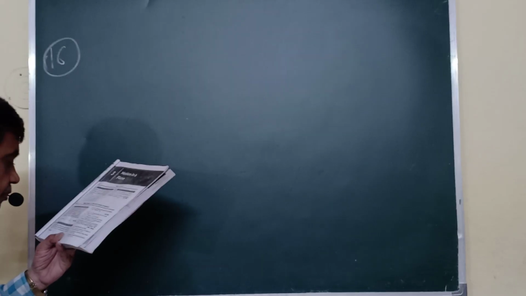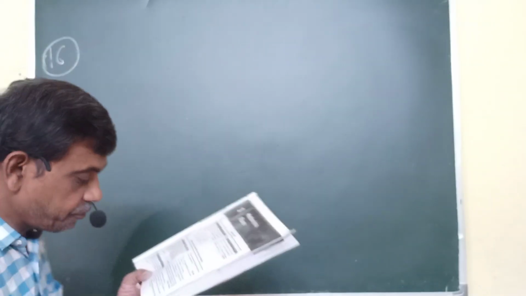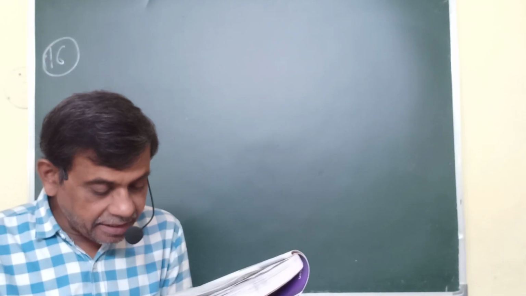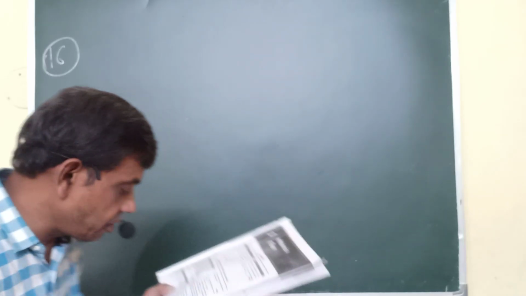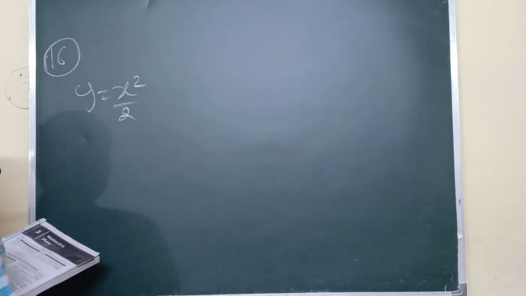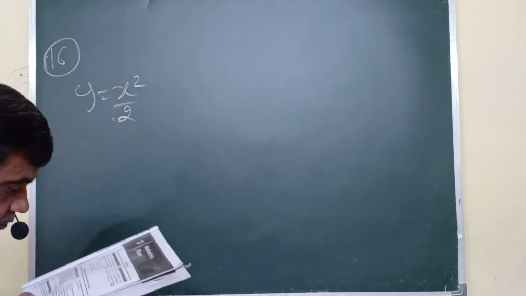Starting at time t equals 0 from the origin, with a speed of 1 meter per second, a particle follows a two-dimensional trajectory in the xy plane so that its coordinates are related by the equation y equals x square by 2. That is the given relation.